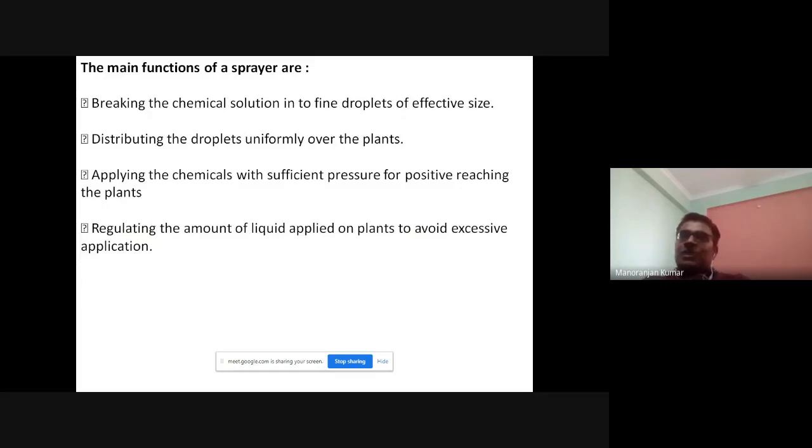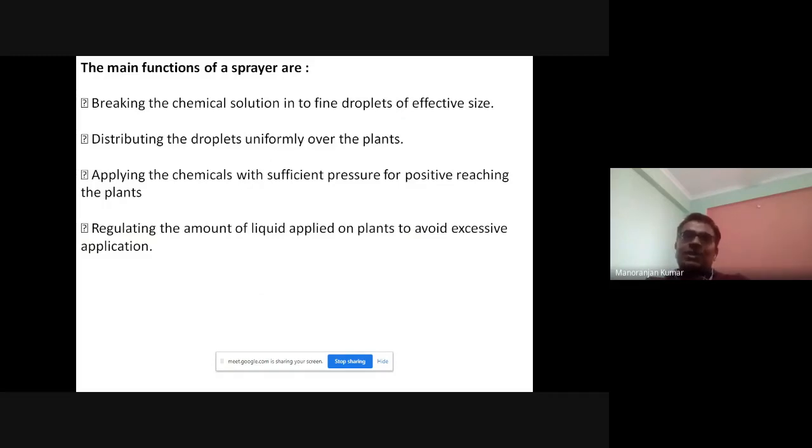The main functions of a sprayer. The first function is breaking the chemical solution into fine droplets of effective size. Second, distributing the droplets uniformly over the plant. Third, applying the chemicals with sufficient pressure for positive reaching to the plant. And the fourth function of a sprayer is regulating the amount of liquid applied on plants to avoid excessive application. So these are the main functions.